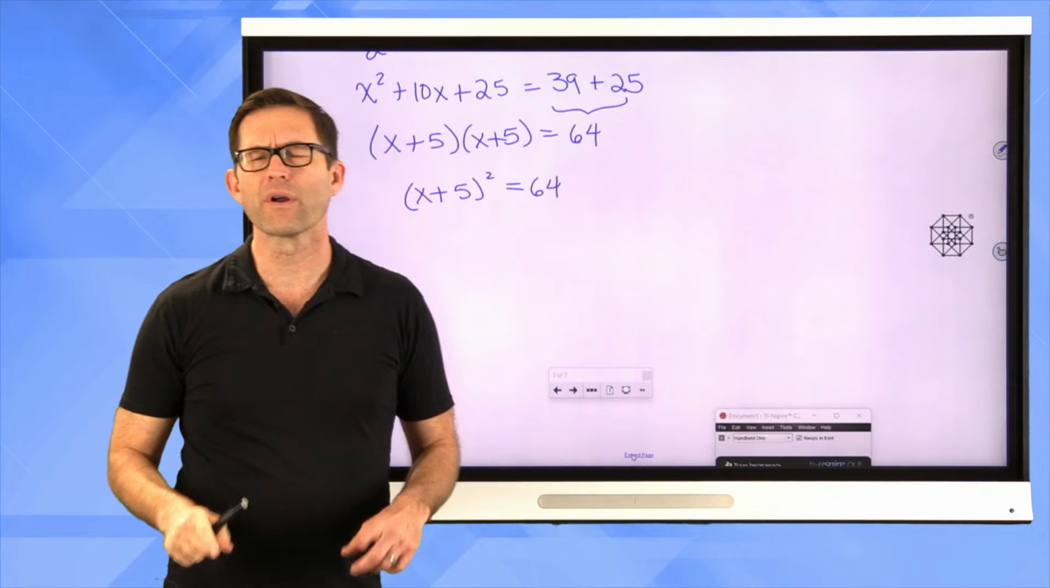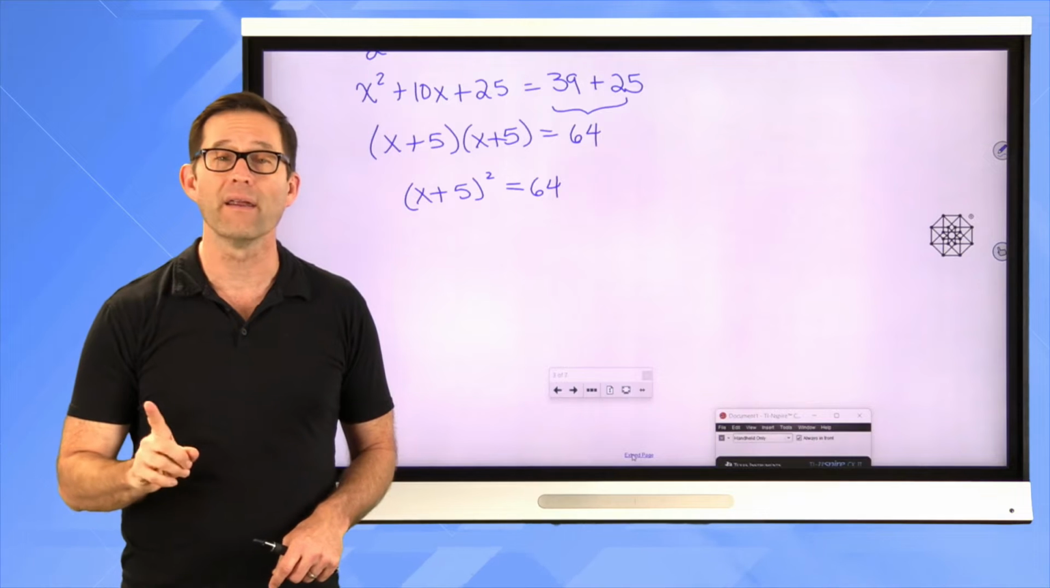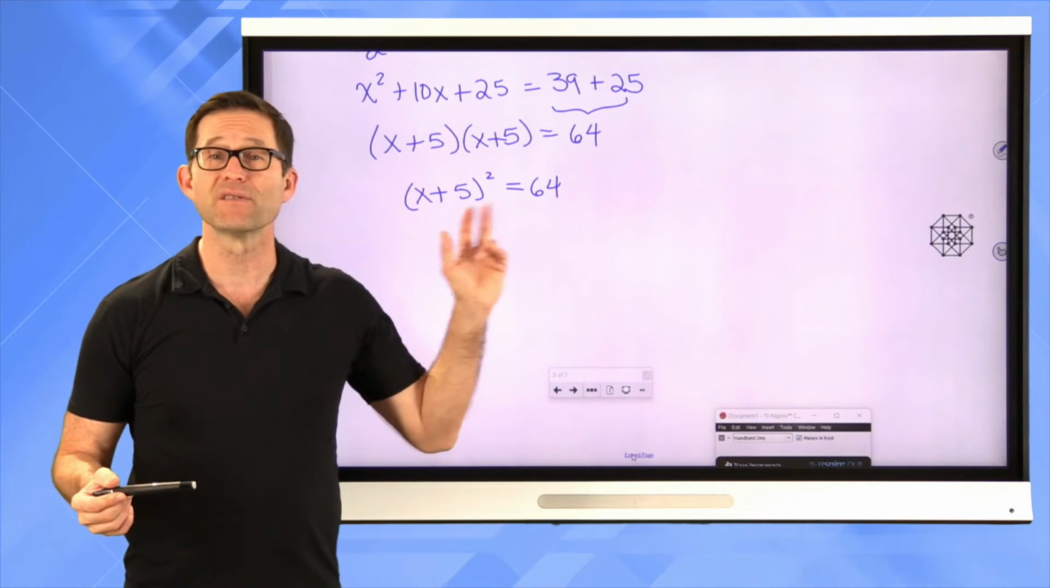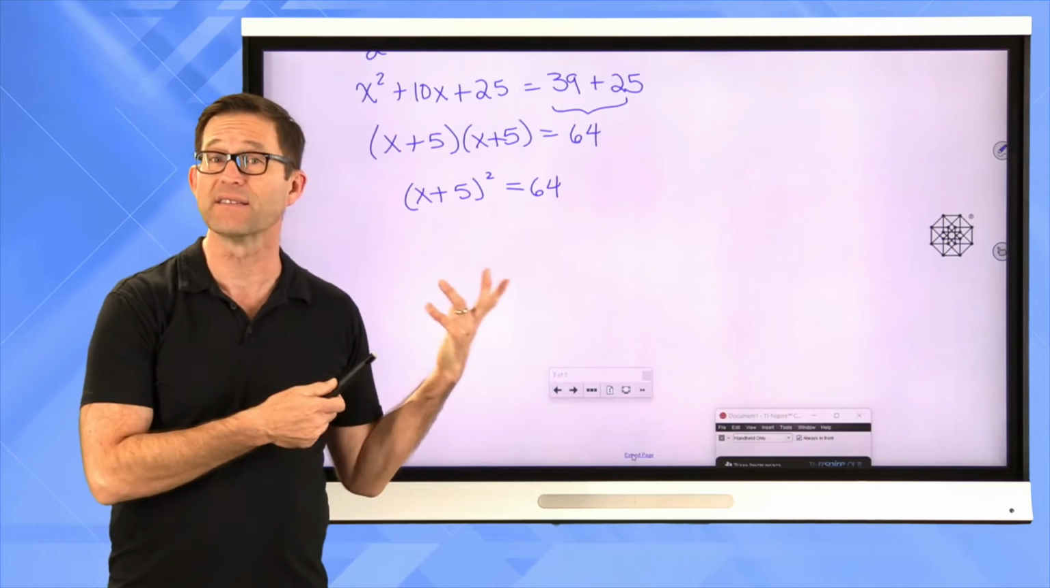Now, we're going to go on and solve this equation because that's exactly what the problem asks us to do. But I will say, in terms of the work that we do with circles in a moment, this is as far as we're going to have to go. Okay, we're not going to have to solve anything. We just have to get to this point.